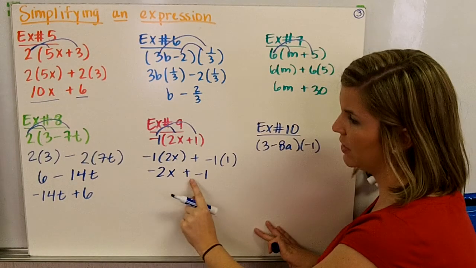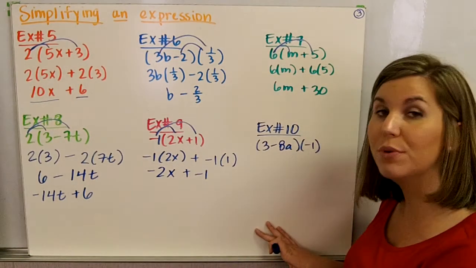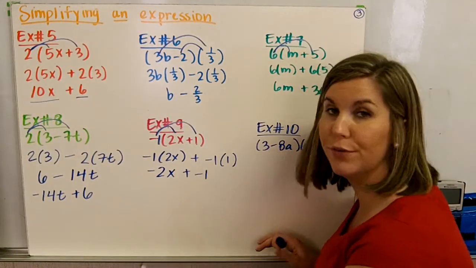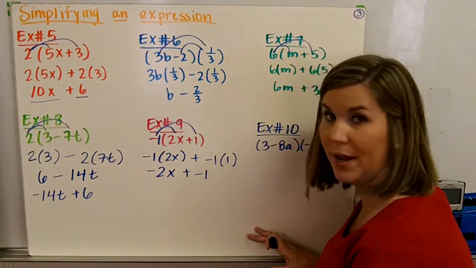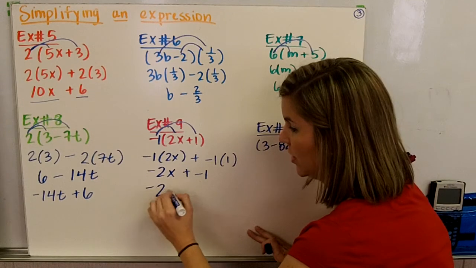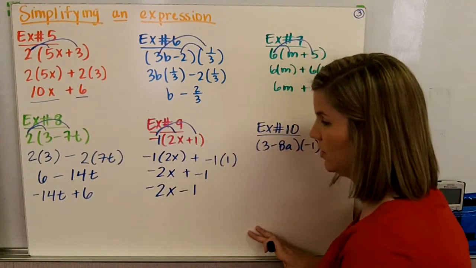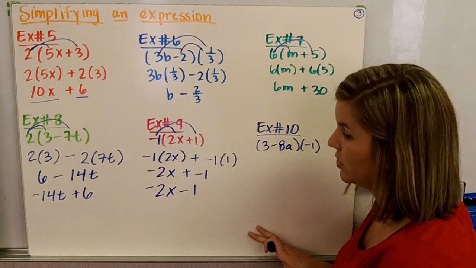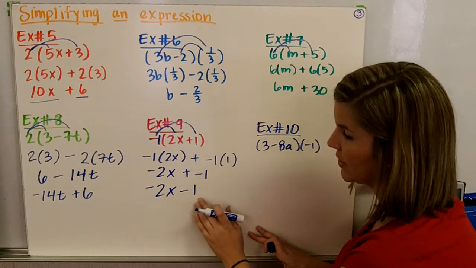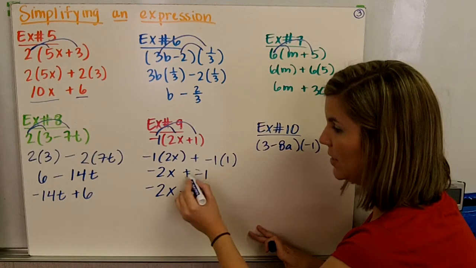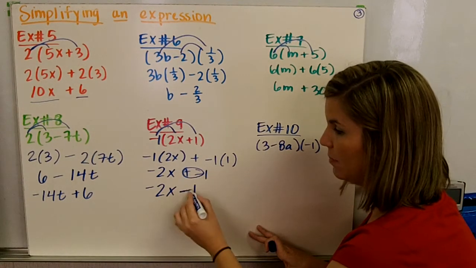Now, it's not simplified because we have 2 signs next to each other, and you never want to write 2 signs next to each other for your final answer. Plus a negative means subtraction. That's the definition of subtraction, adding the inverse. So, negative 2x minus 1. Remember, a plus and a minus, side by side, become a minus.